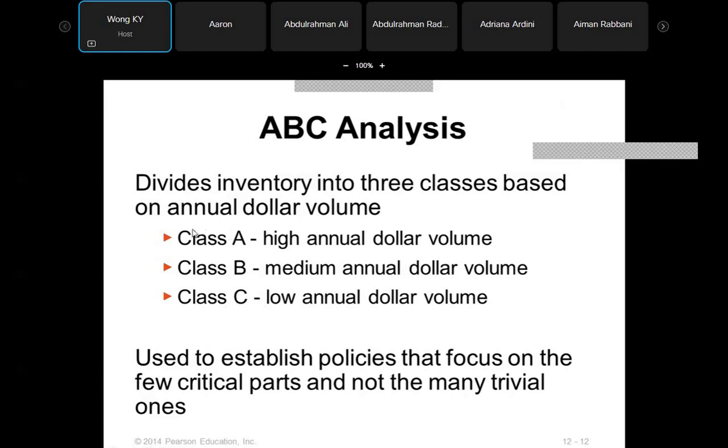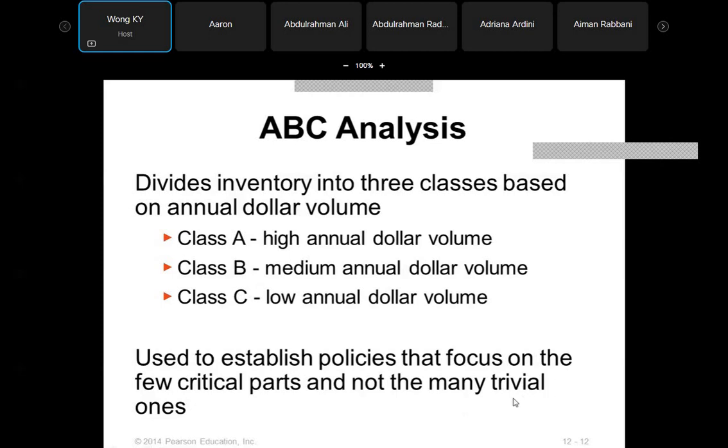The purpose is to know which inventory belongs to which class, because after knowing that, we can establish policies that focus on the few critical parts and not the many trivial ones. So Class A is known as the critical inventory. Attention should be focused on managing Class A inventory. Class B and C are known as the trivial ones.